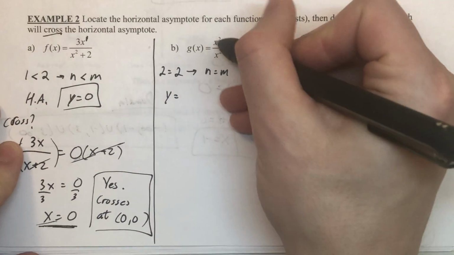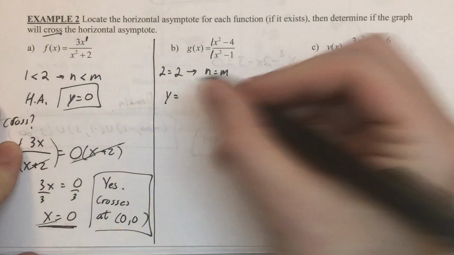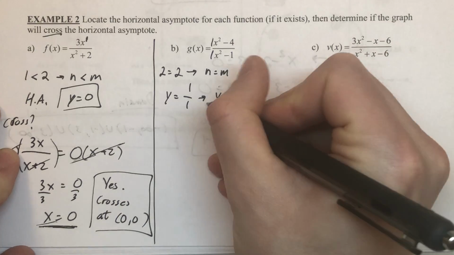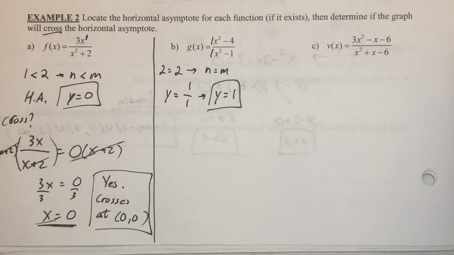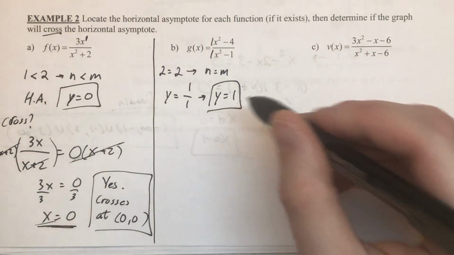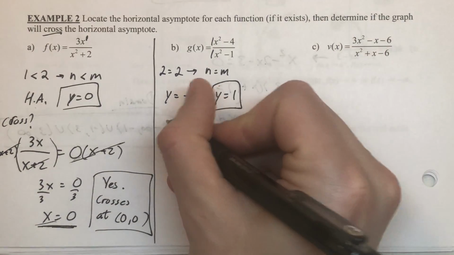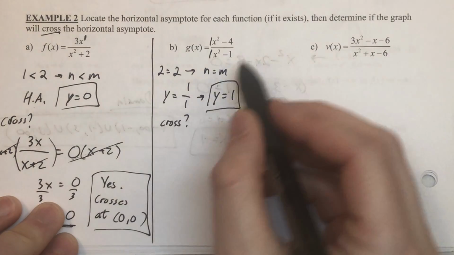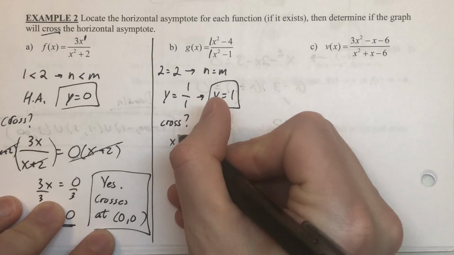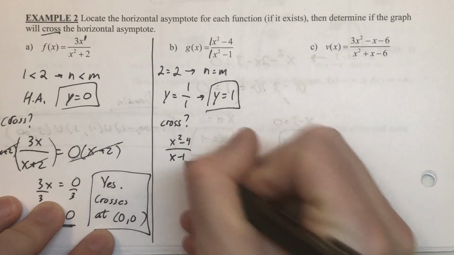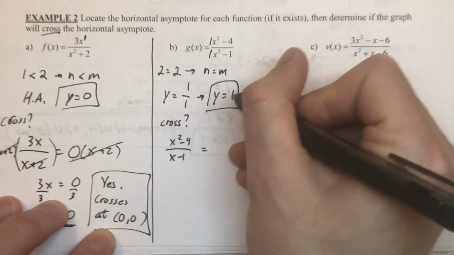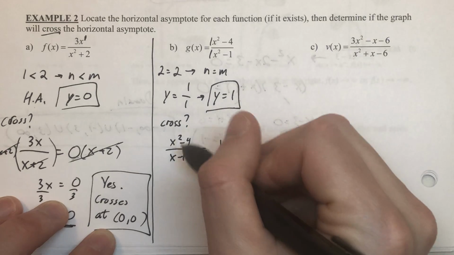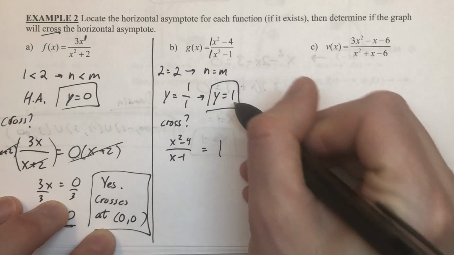Well, these lead coefficients on our x squareds are both 1, so 1 over 1. So we're looking at a horizontal asymptote of y equals 1. Now, with that asymptote, the question is, does it cross? Well, same idea. We take the original function, x squared minus 4 over x squared minus 1, and we set it equal to this number. Whatever number we're asking, will this graph ever have that as a y value?